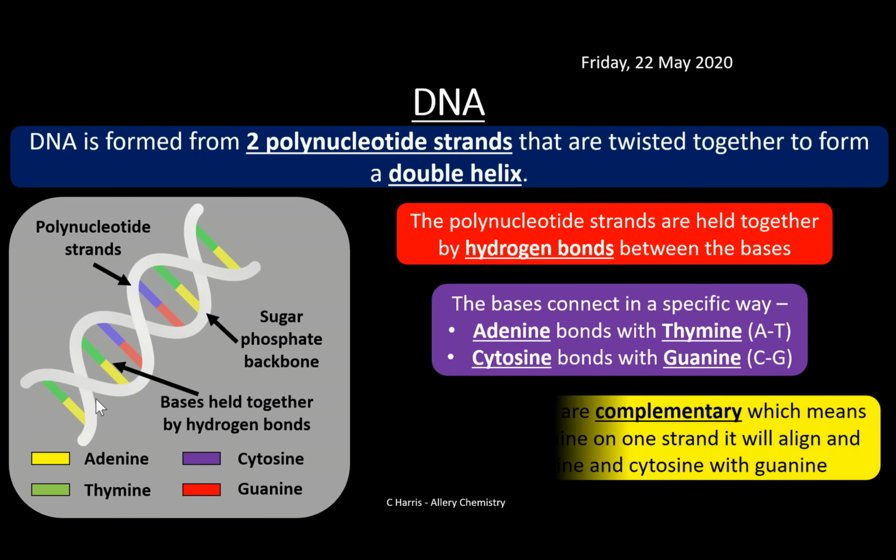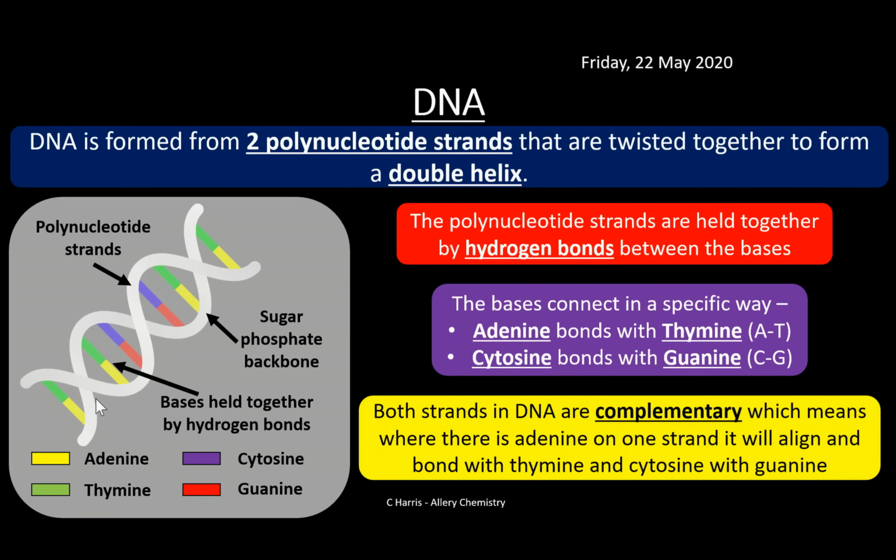Both strands in the DNA, as a result, are complementary, which means where there's an adenine on one strand, it will align with thymine, and cytosine will align with guanine. You can see here that the yellow is matching with the green, so adenine with thymine, AT, and then cytosine with guanine, C and G. They pair up very specifically, and you must remember what pairs with what. Really, really important. There is a particular order. They don't just bond however they please. That isn't the case. They are a little bit fussy.